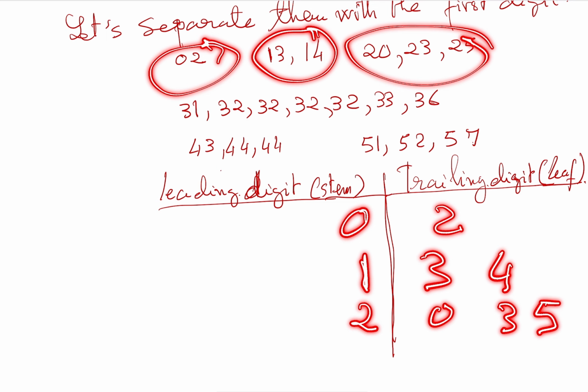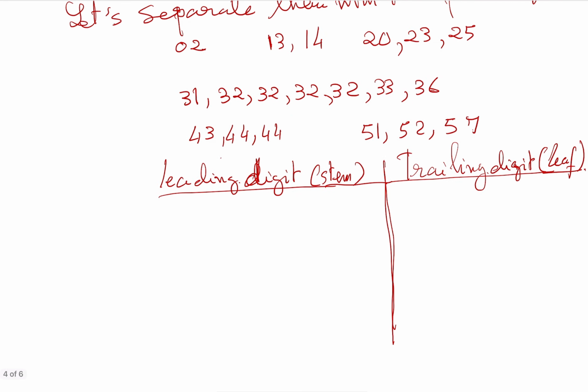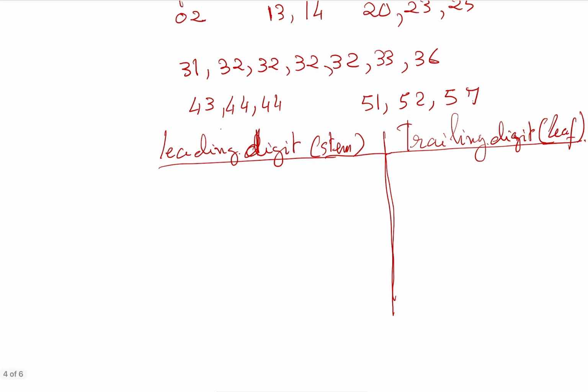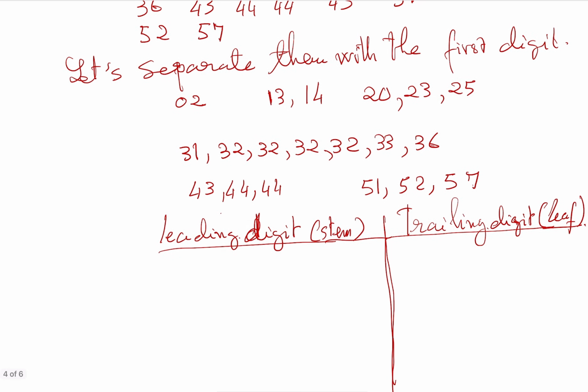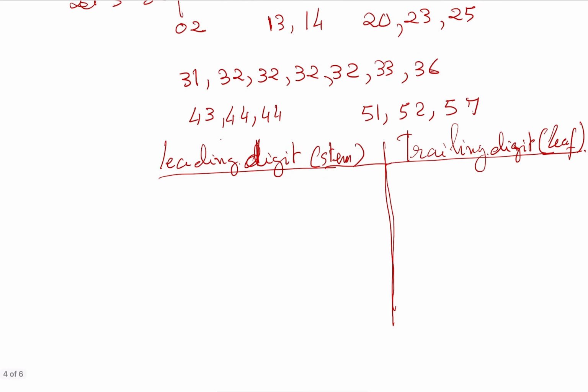And if you look at the 3, that's the stem. Write down 3. The next ones are 1, 2, 2, 2, 2, 3, and 6. That's it. Let me write down everything to make sure you understand. That's the way things work. So the first number is 02. The stem is 0, and the leaf is 2.